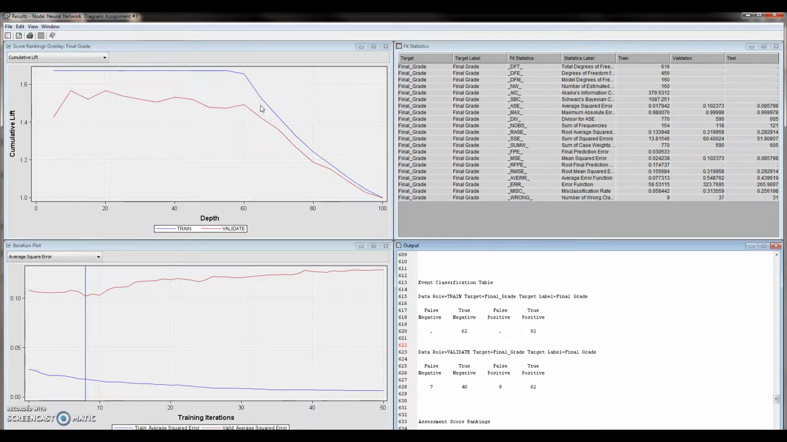This neural network created a cumulative lift, both in the training and validation data sets, significantly greater than 1, showing that it is a better model than if I were to just randomly label grades to each individual student.